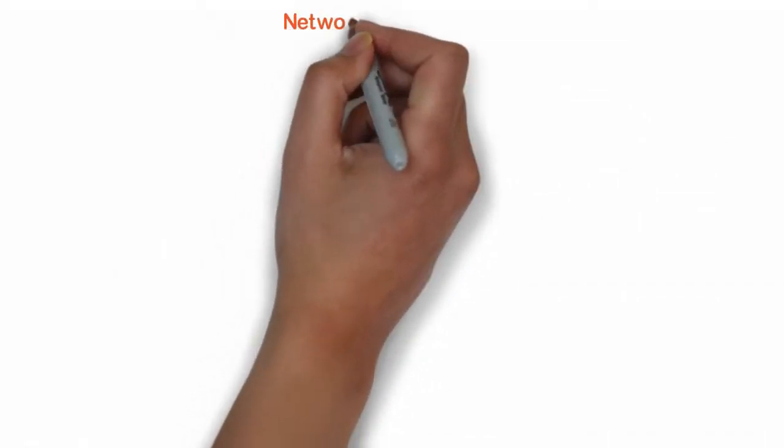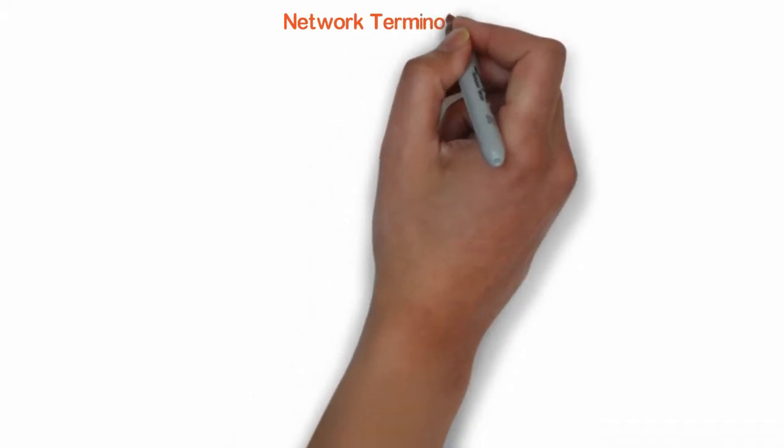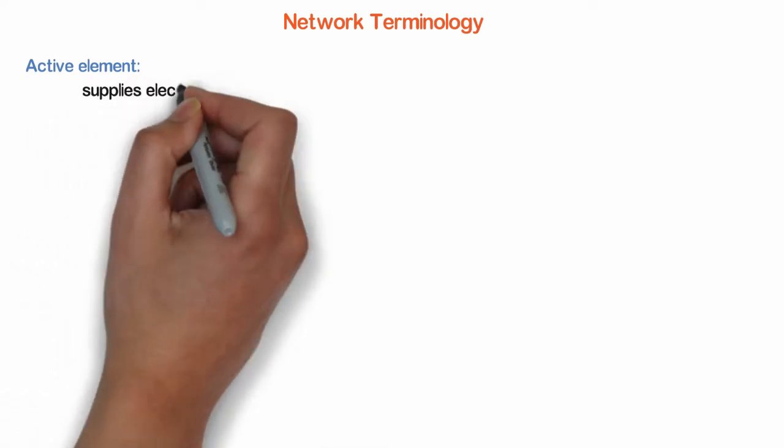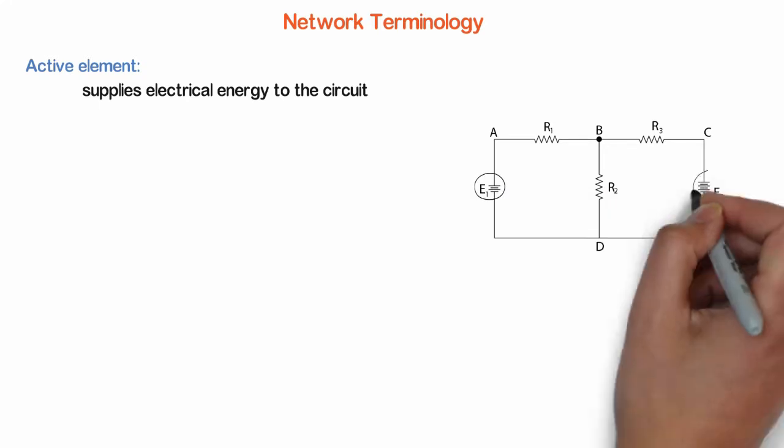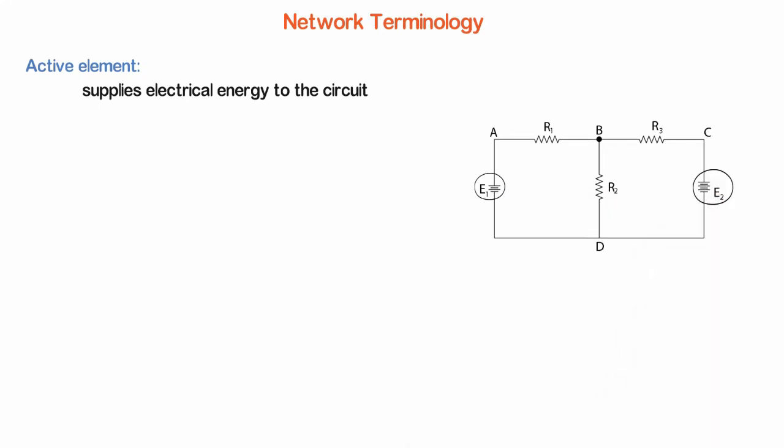Today we'll discuss some terms which we see often while discussing network theorems and techniques. The first one is active element. Active element supplies electrical energy to the circuit. Here E1 and E2 are the active elements.